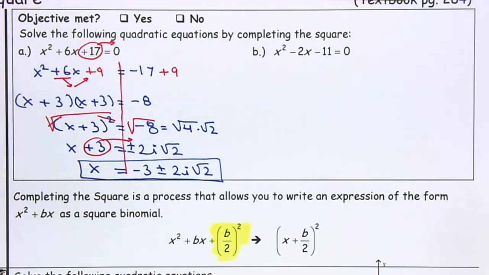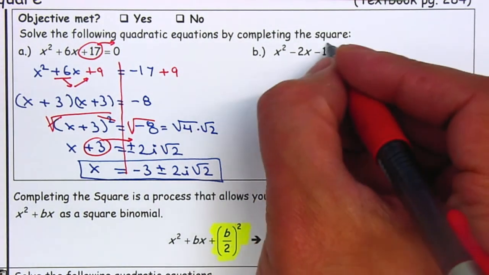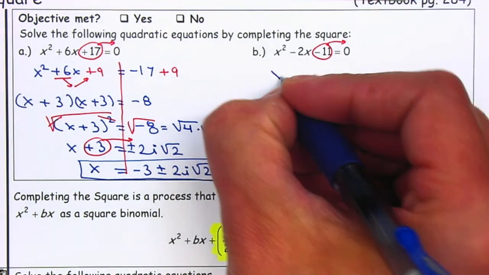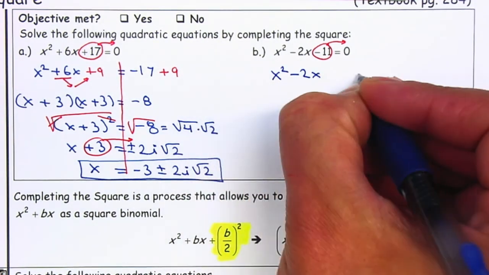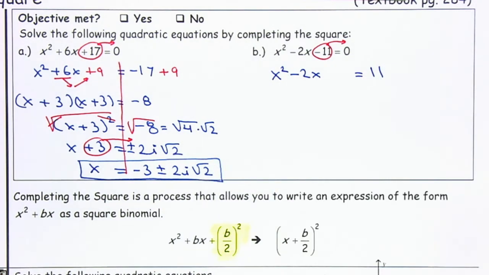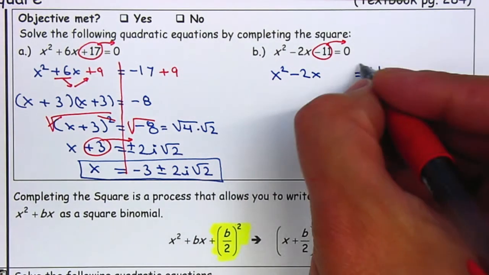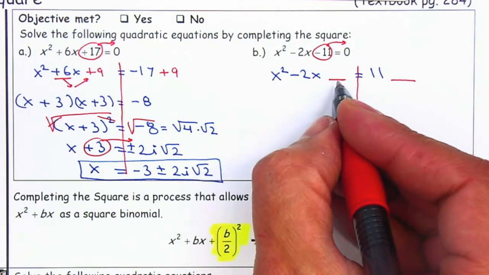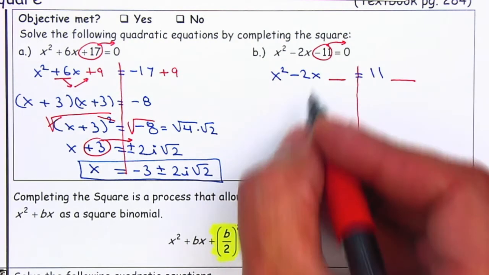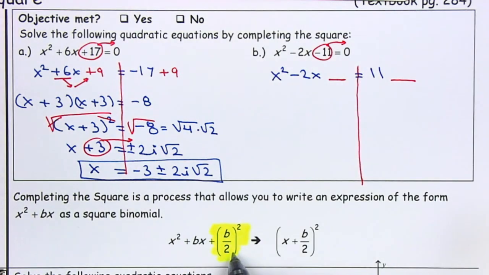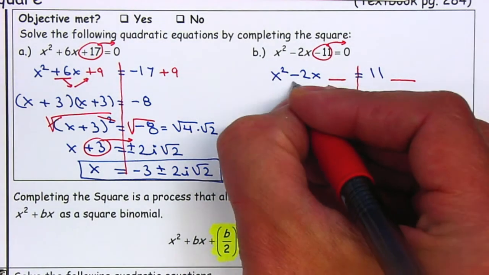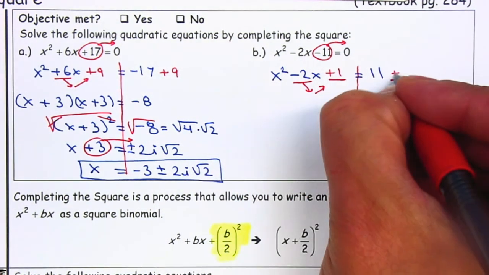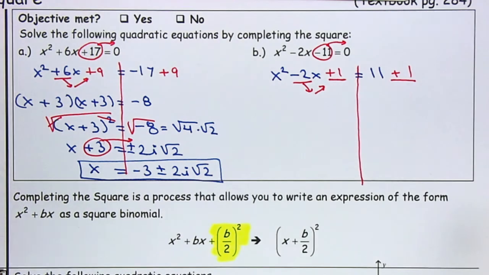For letter B, same process. I'm now going to move my 11 to the right. That's going to become a positive. We have x squared minus 2x in the same space, and that's equal to 11. I have to complete the square, so I left a space. You can use the formula if you want, b over 2 squared. Or we can just take half of negative 2, which is negative 1, and then square gives me positive 1. And what I do on one side, I need to do to the other side.